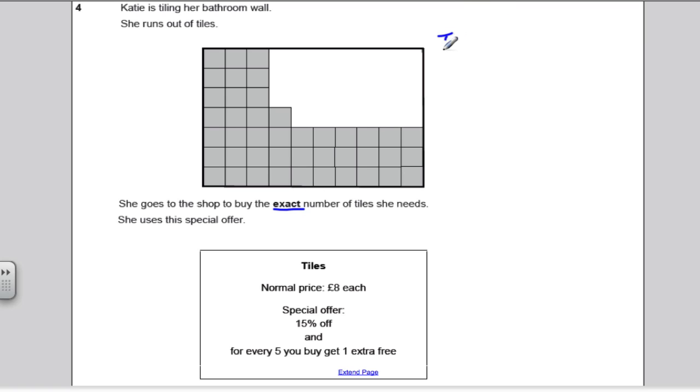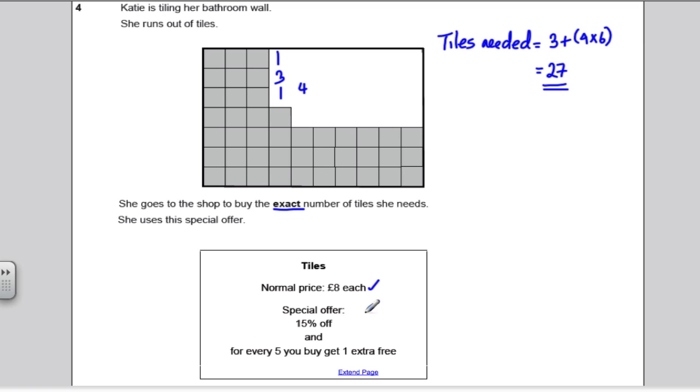So how many tiles needed? Well, you can do this by simply counting, to be honest. You know she needs 3 here, for these 3, and she needs 4, and 1, 2, 3, 4, 5, 6 layers of 4, so she needs 3 plus 4 times 6, so she needs in total 27 tiles. Okay, so we know how many tiles needed, a nice easy mark there. Now we need to work out how much that costs.